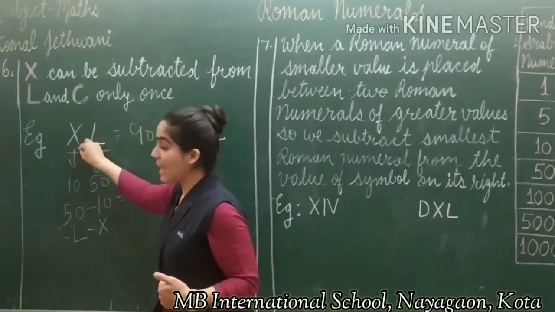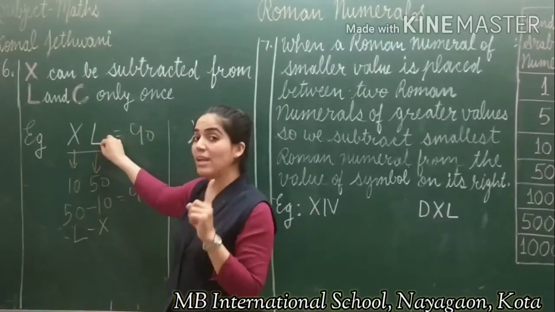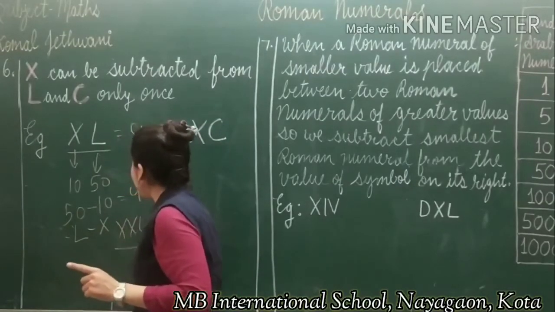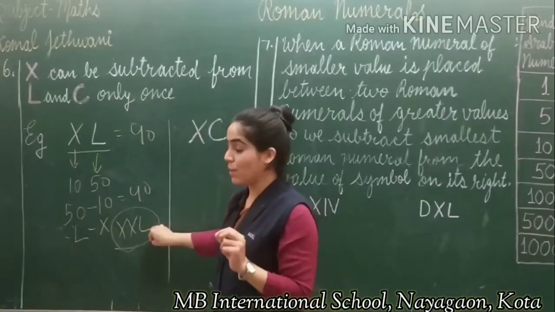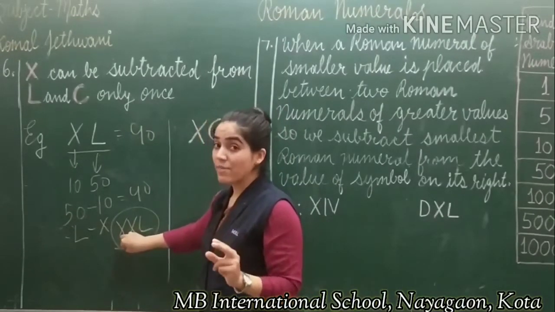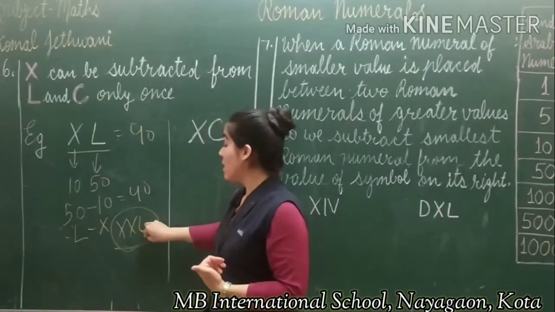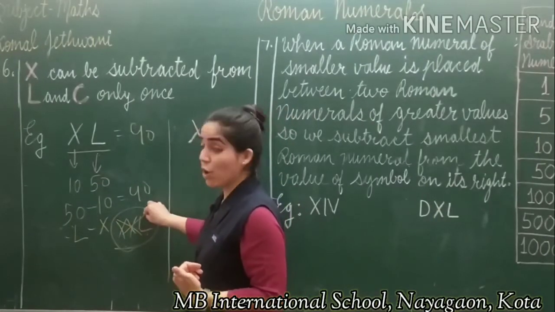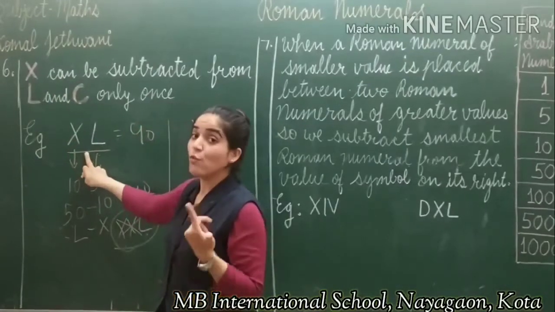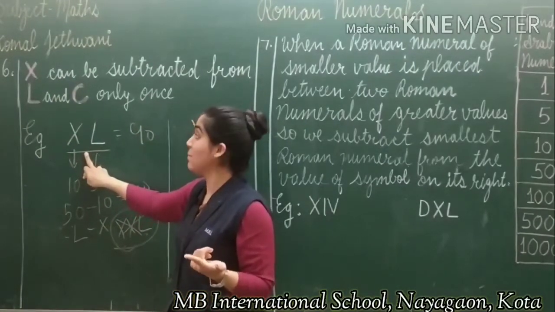So we can subtract X from L only once. We cannot write it like this as a 30. This is a wrong Roman numeral. We cannot find 30 using 2 times X on the left side of L. So this is a wrong Roman numeral, because we can write X once only on the left side of the greater number L and C.